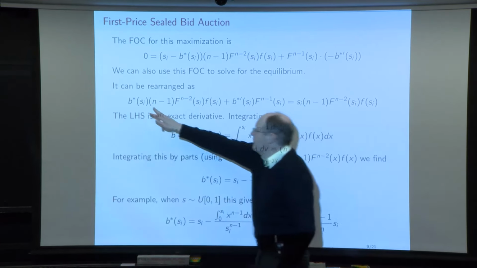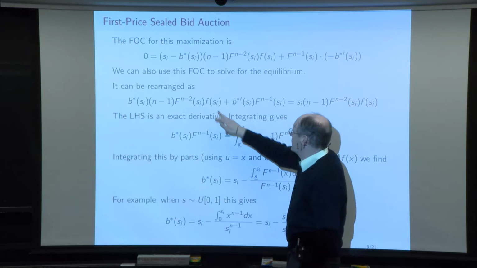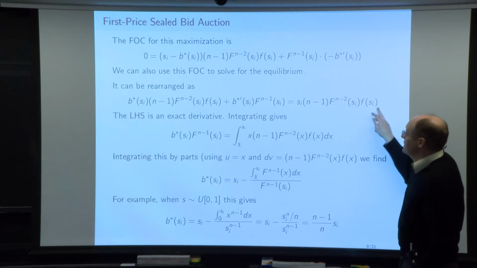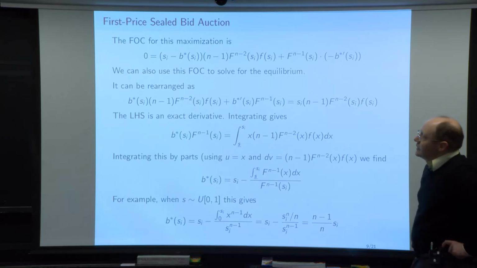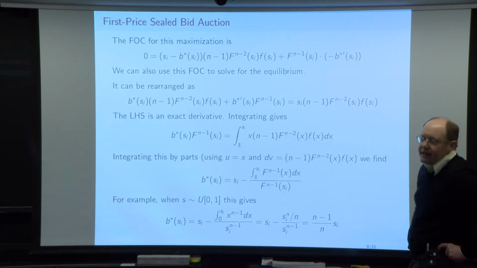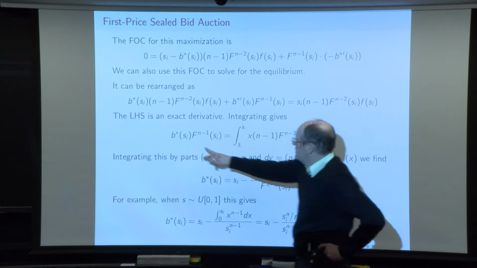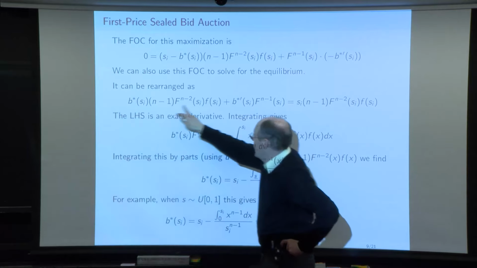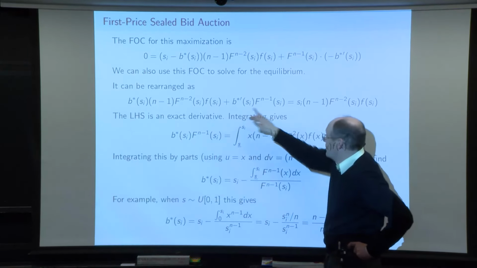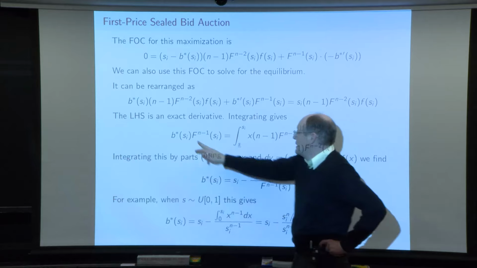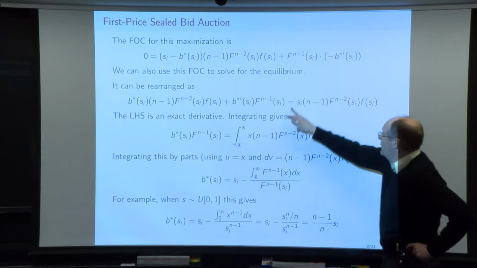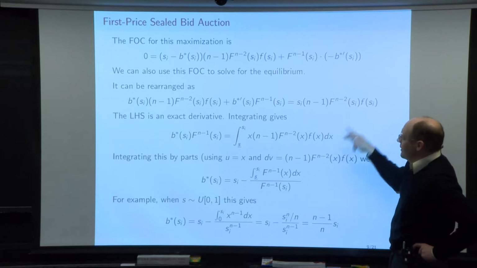So I get B star of SI times this order statistic plus B star prime times that CDF equals SI times this density. And then you look at that expression and you're like, wow, I can integrate both sides of that. The left side's an exact derivative, right? It's a derivative of this expression, b star times F to the n minus 1, because this is b star times the derivative of F to the n minus 1, and this is F to the n minus 1 times b star prime. So b star times F to the n minus 1 is the integral from s lower bar to si of this density on the right side.